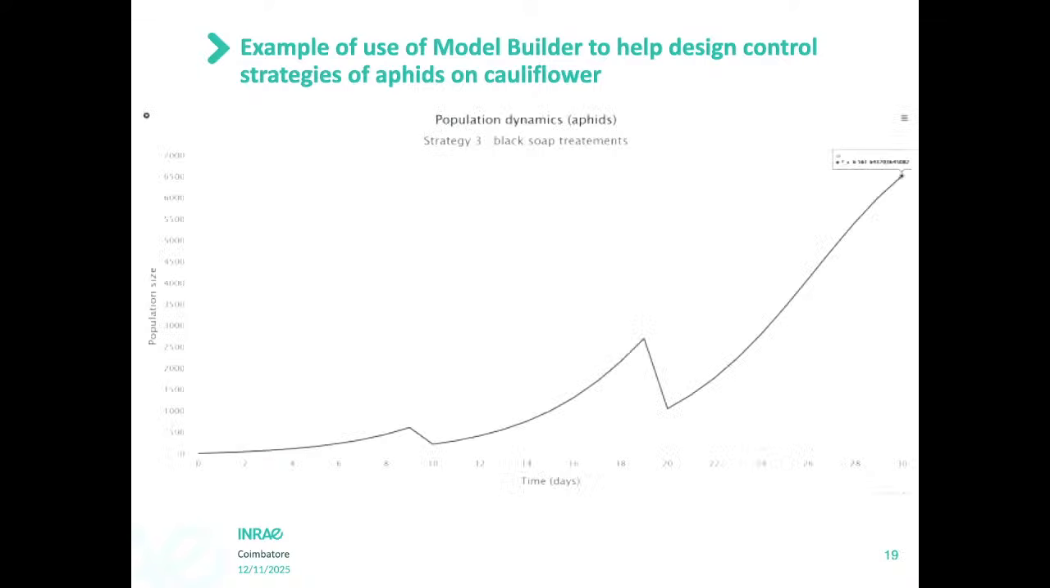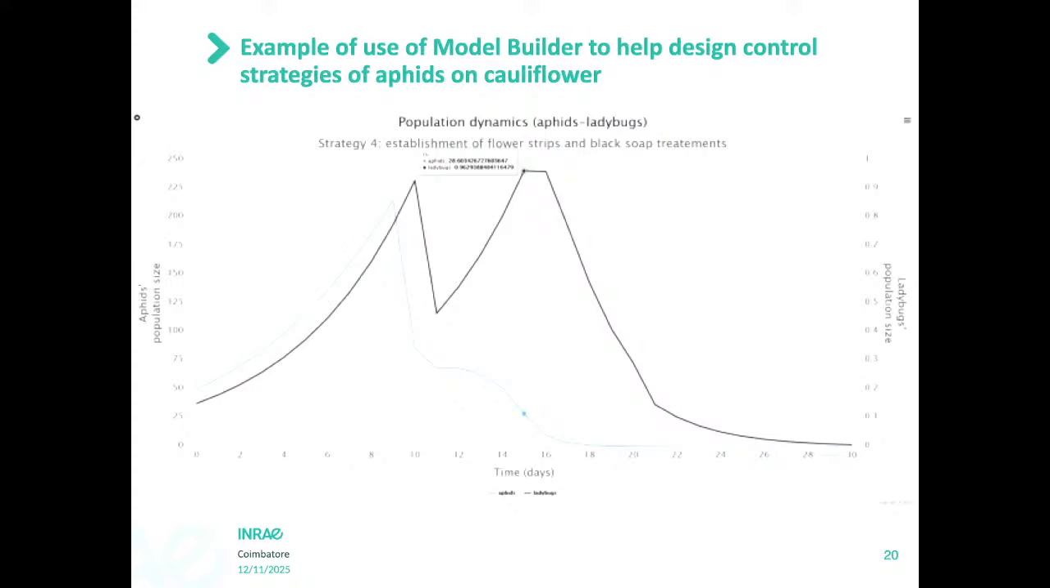We can also test another strategy. For instance, we can ask what happens when I apply two black soap treatments, one here and one there. So you can see the dynamics and the effect of black soap. However, after day 22, we still have a high level of aphids. And after, you can make any complexity. You can say, okay, what is going on if I use not only flower strips, but also black soap treatments? So these are the two dynamics that are modeled.